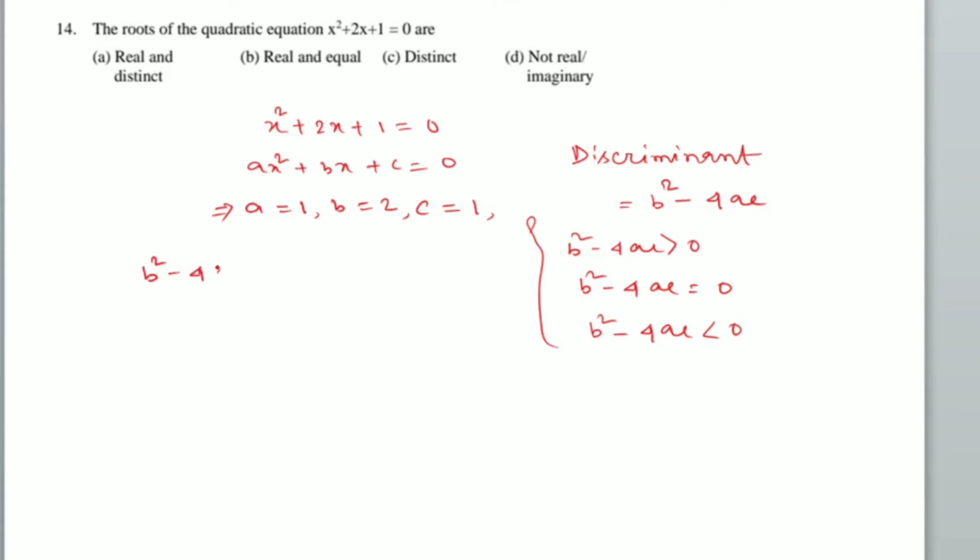B square minus 4ac, here b means 2, so 2 square minus 4 into 1 into 1, that is 4 minus 4, and it is 0. So from that condition we get the roots are real and equal. Okay.